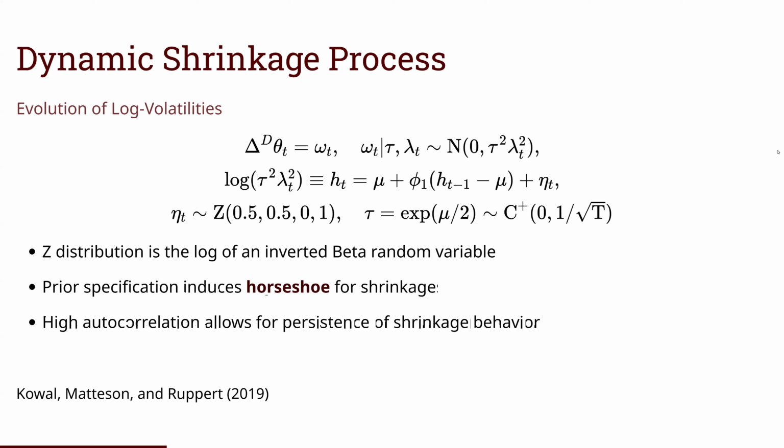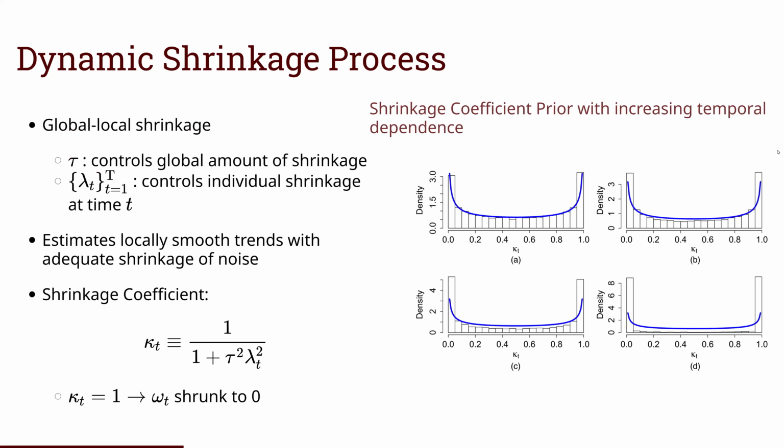And here, what we're doing is adding autocorrelation to the horseshoe process, meaning that if I know at this time point that my increment is 0, it's very likely that the next increment will also be 0 in the way that we specified this model. And so in pictures, this is sort of what it looks like.